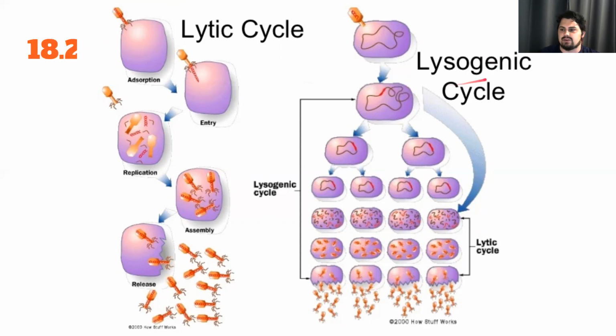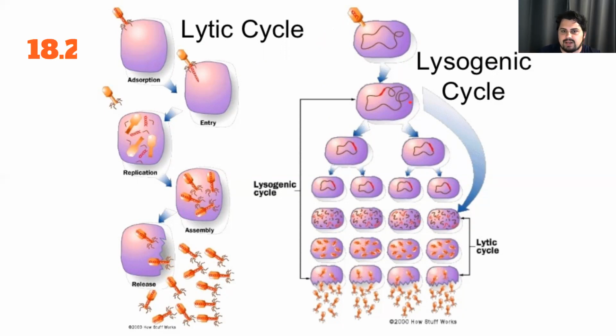Now, the lysogenic cycle is the lytic cycle, just like a longer game, like a chess game. So the bacteriophage still invades the bacteria, but instead of immediately starting production of more viruses, it incorporates its own DNA. That's that little red strand right here. So red strand, into the larger bacterial DNA complex.